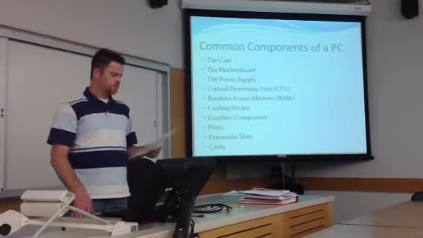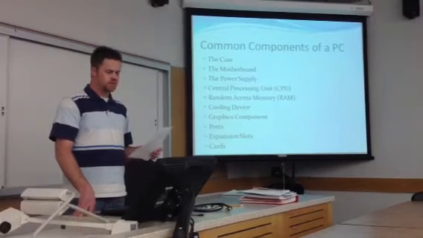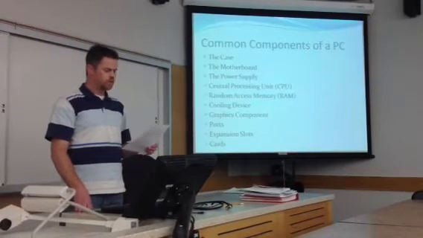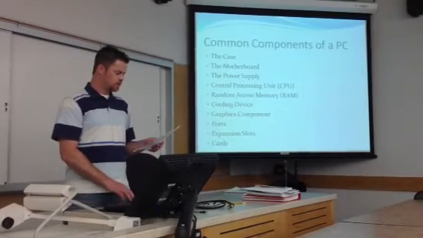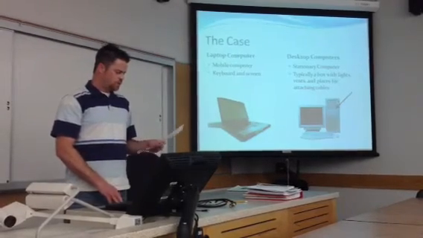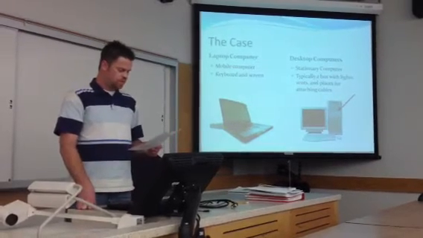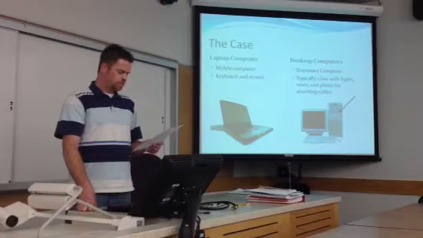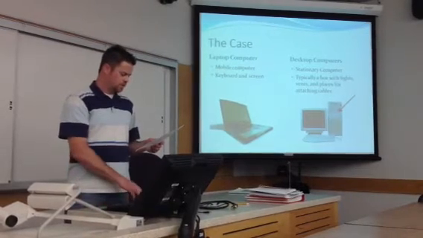The common components of a PC are the case, the motherboard, power supply, central processing unit, random access memory, cooling device, graphics component, ports, expansion slots, and cards. The purpose of the case is to house the internal parts of the computer and protect them from environmental damage. It is typically a metal box with lights, vents, and places to attach cables.